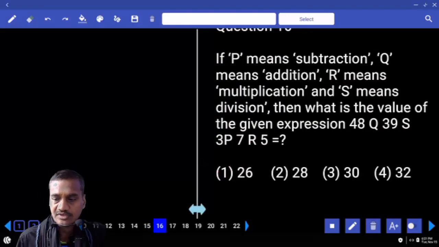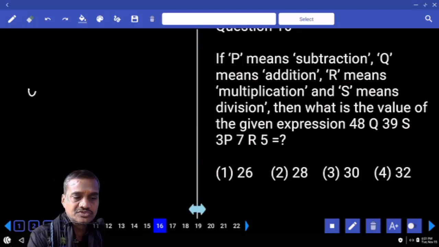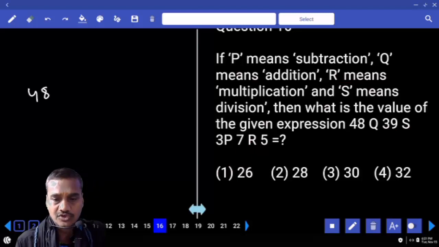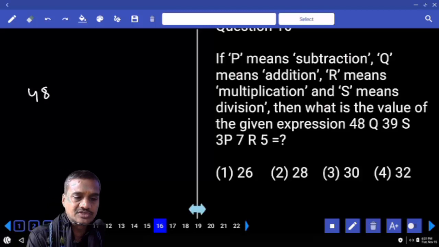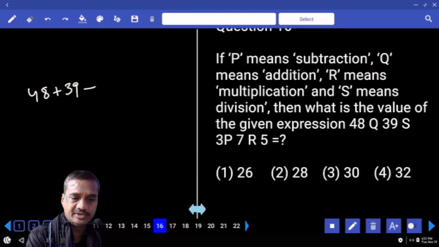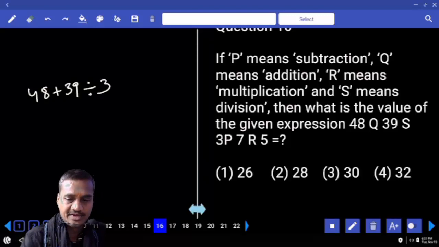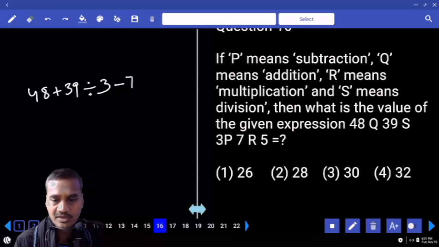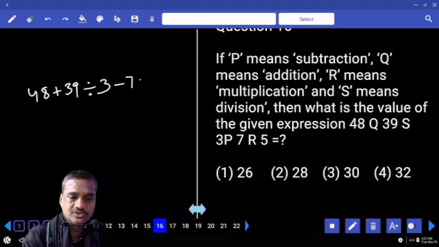Then the 16th one, 48Q. Now Q stands for addition, 48 plus 39. S stands for division, 39 divided by 3. And next, P is subtraction, minus 7. And R stands for multiplication, into 5. Now find the final answer.